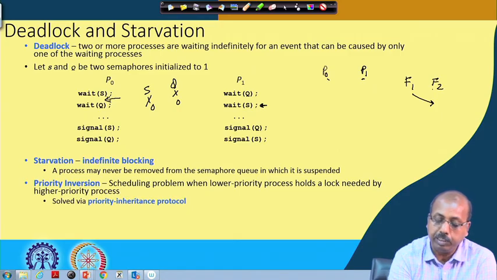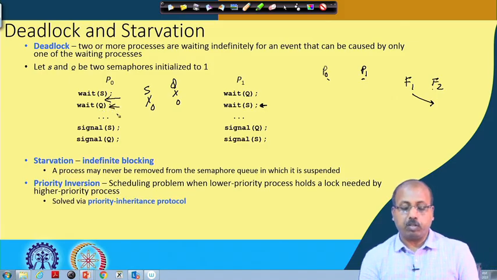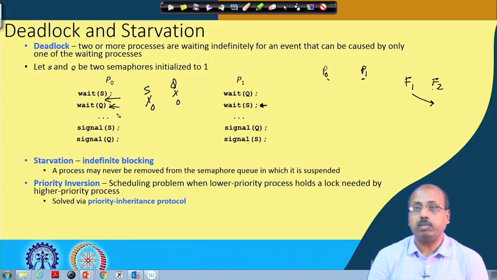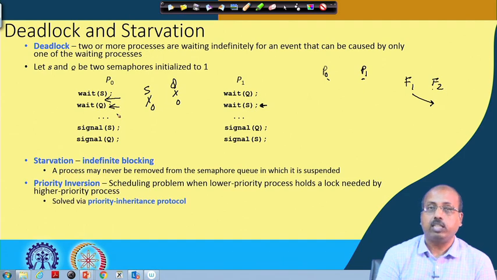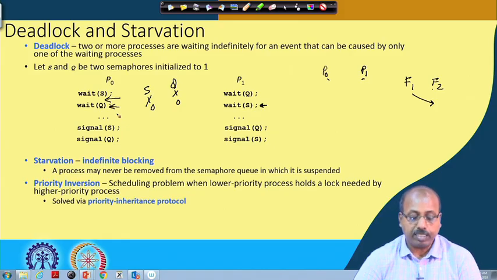After some time P 0 gets scheduled. P 0 executes its next wait statement, but it finds that Q is already equal to 0, so it is made to wait at this point. So, if the processes get scheduled in this fashion, that is P 0 gets scheduled and executes the first wait statement, then it is descheduled, P 1 comes and executes its first wait statement, then both P 0 and P 1 are put into an infinite wait. That is the deadlock situation. None of the processes can proceed. So, this is one problem. Another problem is starvation.